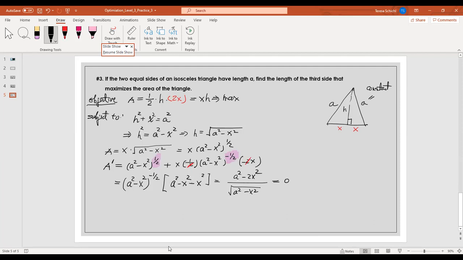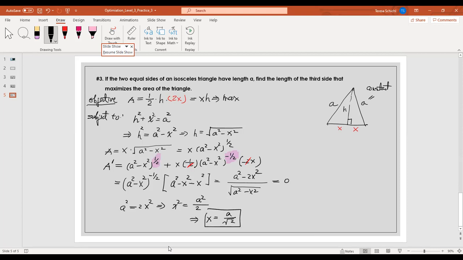So I know the bottom cannot, x cannot be equal to a because that means you cannot have 2x equal to 2a, right? So x cannot be equal to a. So I know a squared equal to 2x squared. So what is x squared going to be? X squared will be a squared over 2. So what is my x value? X value will be a over the square root of 2 here.